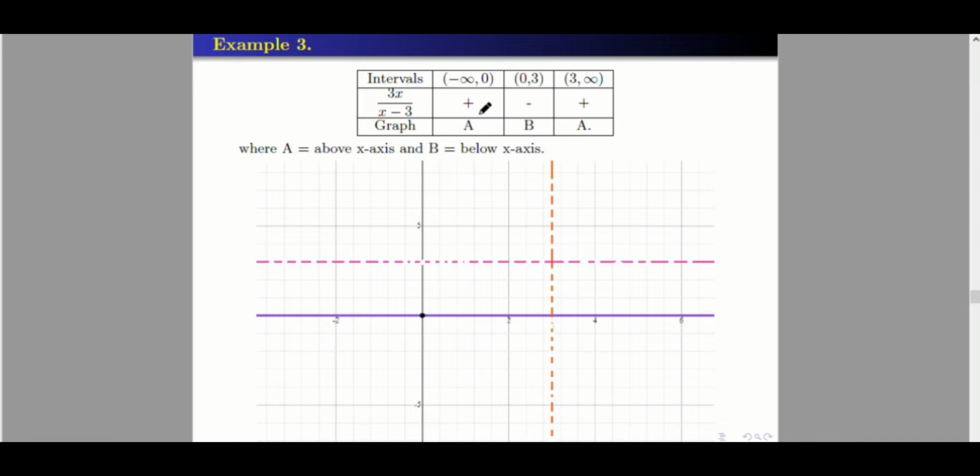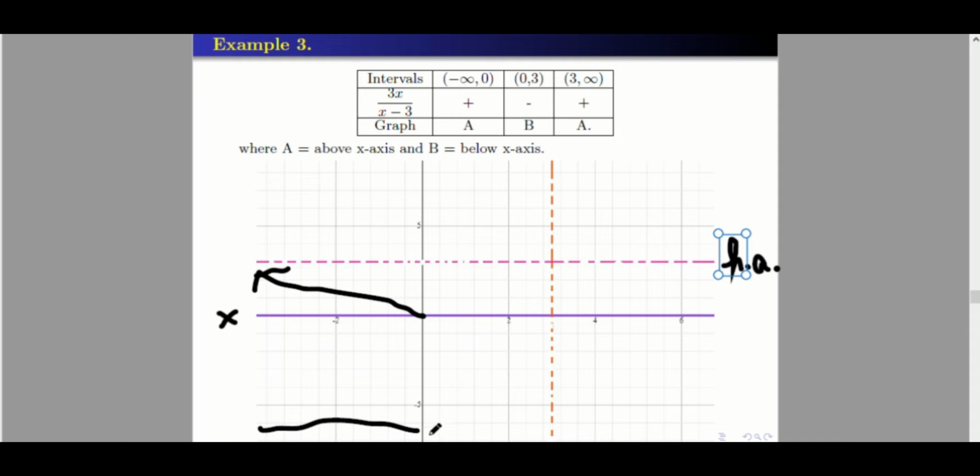So we have here, again, above, below, and above. So this is the horizontal asymptote. Take note, it will not cross. So no part of the graph will cross the horizontal asymptote. So first we have -infinity to 0. It should be above the x-axis. So this is the x-axis. So above, so you draw a curve above.